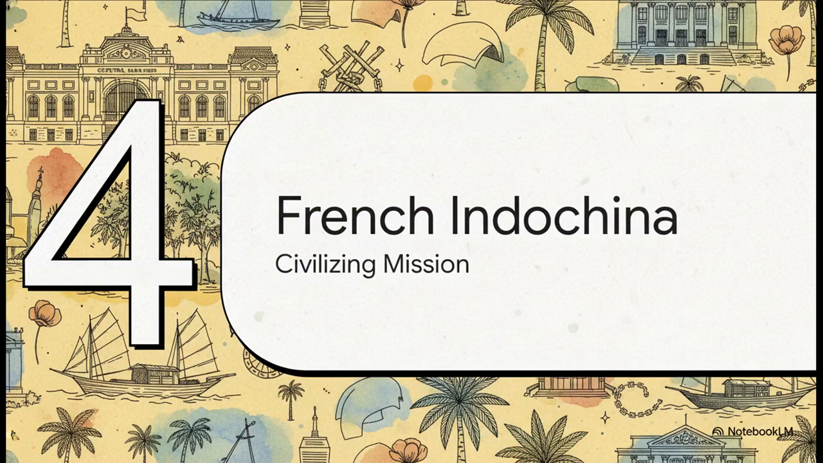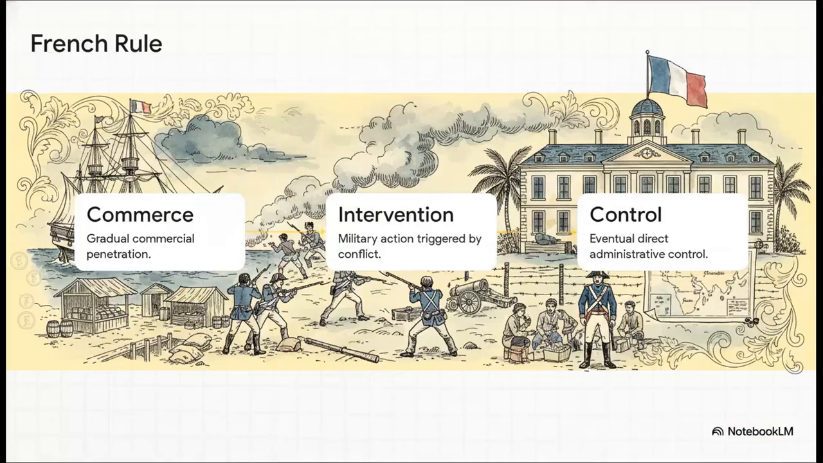Section 4. French Rule in Indochina. The Civilizing Mission and Resistance. Now we shift gears to the French, who essentially utilized this creeping, highly methodical three-step playbook for their colonization of modern-day Vietnam, Cambodia, and Laos.